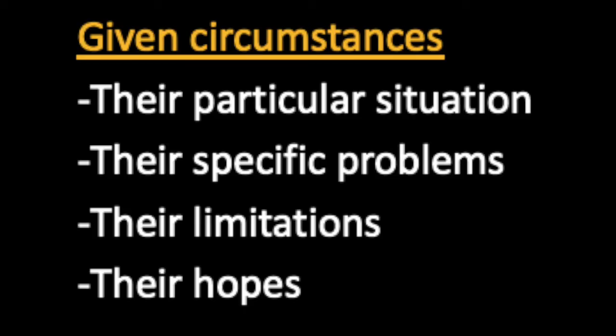Here are some examples, and these are about the characters. The character's particular situation, their specific problem, what their limitations are, and what their hopes are. All of these things are outlined in the script. You can read them. Some of them are plain as day. They say, oh, I wanted to be a baseball player. Or some of them are things that you pick up on and then you use.